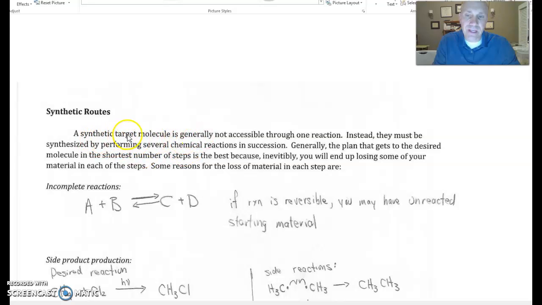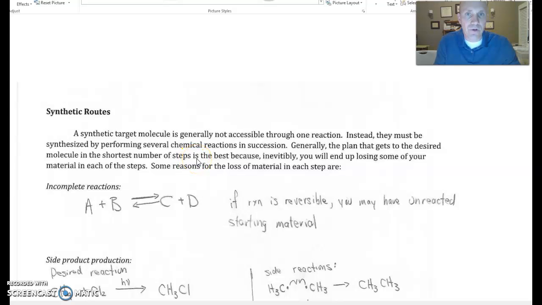One of the things that they expect you to know in the IB curriculum is that when you have a desired molecule, a lot of times it takes more than just one step to make that molecule. And there's some strategy involved in how you do it. In general, it's best to get to your desired target molecule in the fewest number of steps. So why is it generally advisable to do it in the lowest number of steps?